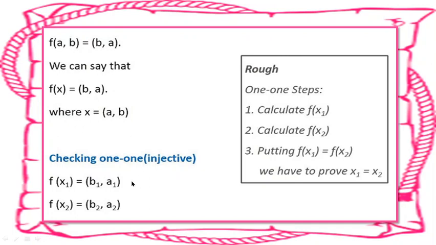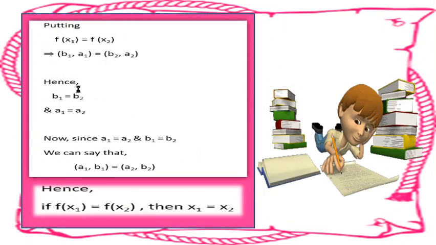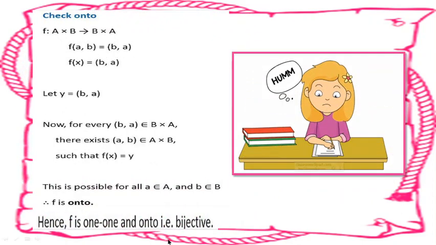The domain is A cross B. Now let's check one-to-one, meaning injective. f(x1) equals f(x2). Let's equate it. (b1, a1) is equal to (b2, a2). We know very well that when two ordered pairs are equal, their corresponding elements are also equal. It means b1 equals b2 and a1 equals a2. So if these two are equal, we can simply say x1 equals x2 as ordered pairs. That is, if f(x1) equals f(x2), then x1 equals x2. So this is a one-to-one function.